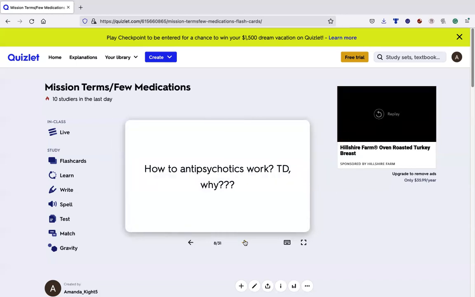How do antipsychotics work? We know, as I just said, if we have too much dopamine, and that's a large cause for the symptoms and behaviors you're seeing, antipsychotics are going to lower the amount of dopamine.